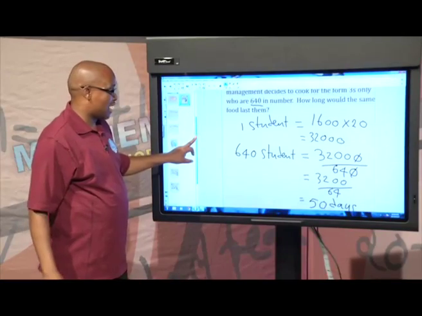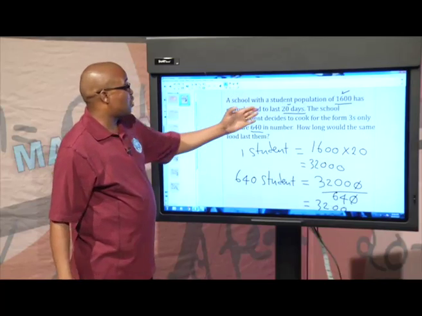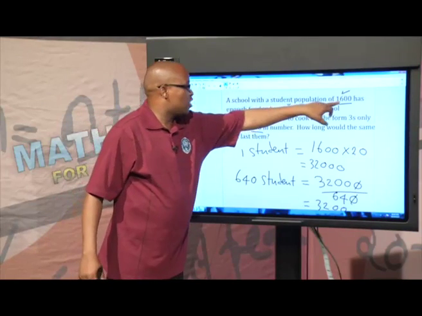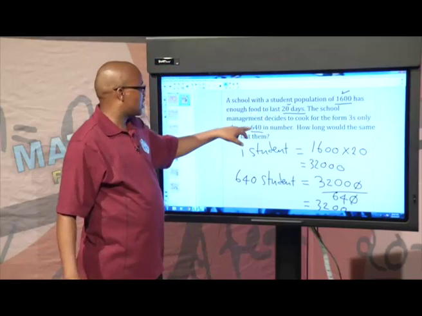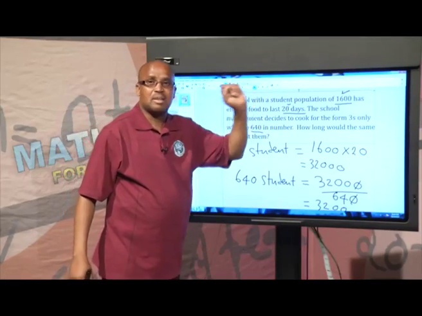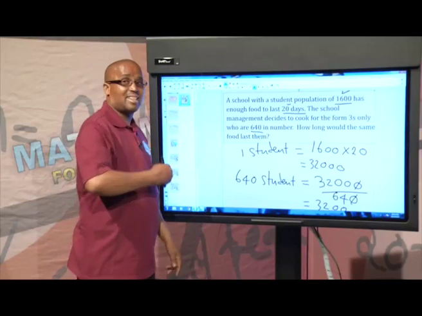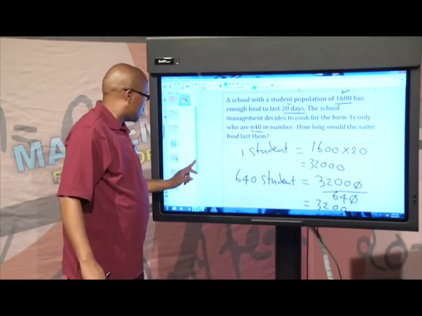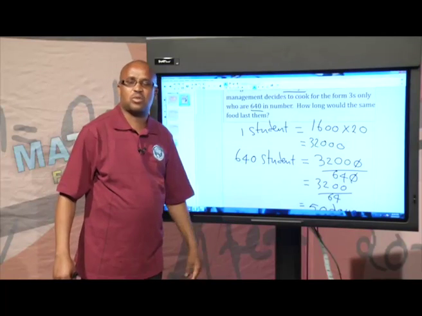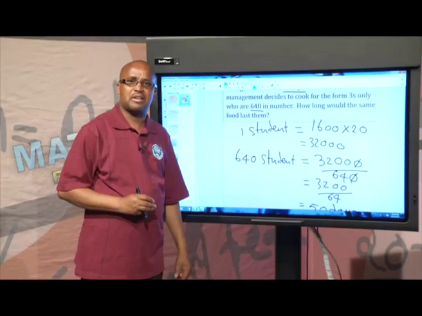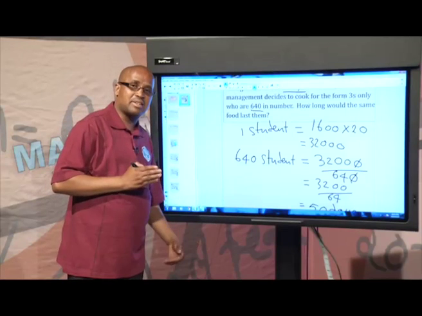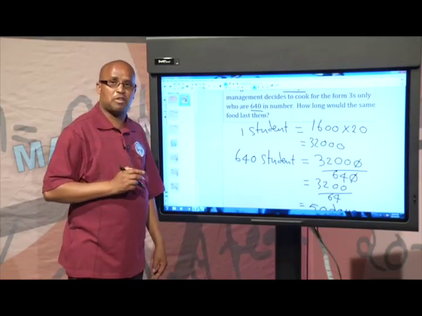And let us check if at all our answer makes sense. It says a school with a student population of 1600 has enough food to last 20 days. Now, we reduced the number of students from 1600 to 640. As we reduce the number, we expect the number of days to increase, because this is the inverse proportion. As we increase one side, the other side should decrease. And we got the answer as 50, which has increased from 20 to 50. So the answer here is correct. This is the inverse proportion. Now, remember, every time when you deal with the inverse proportion, you expect one quantity to increase as the other one decreases. This is what you should check for.